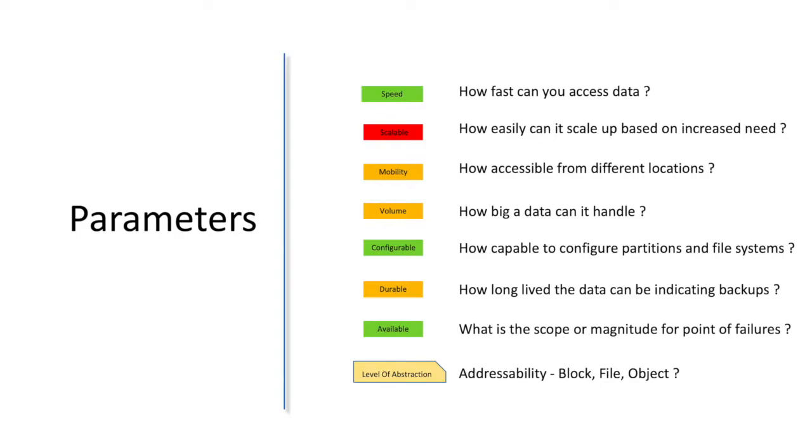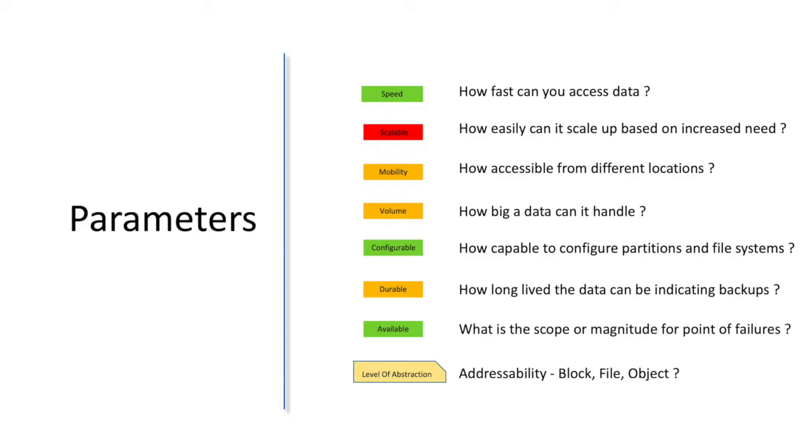Mobility: if you are able to access it from different locations, it is very mobile. If not, it is not mobile. How big a data it can handle will determine its volume. How capable it is to configure partitions and file systems is the configurability. Durable: how long lived the data can be based on the backups that you are taking, whether you are able to take multiple backups or not, determines your durability.